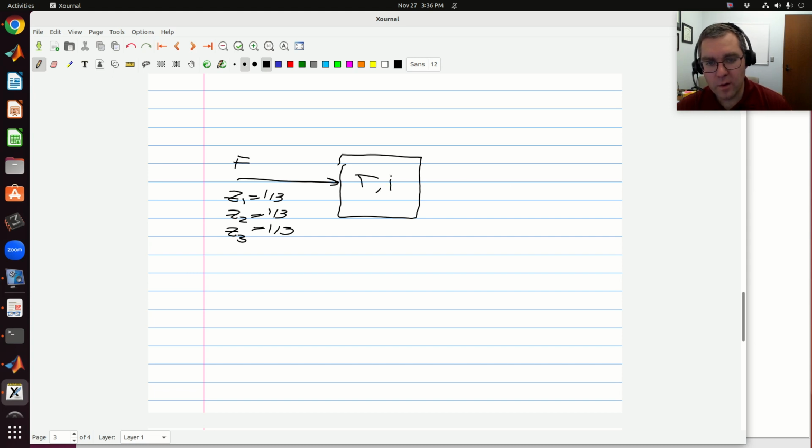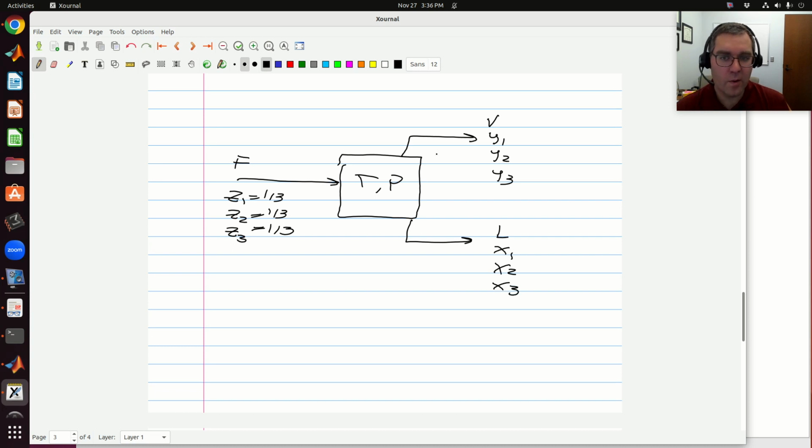Okay, and so I'm going to have some equilibrium unit at a given temperature and pressure. Coming off the top, I'm going to have some vapor. So V is the amount of vapor of composition Y1, Y2, and Y3. And coming out the bottom, I'm going to have a liquid of composition X1, X2, and X3.